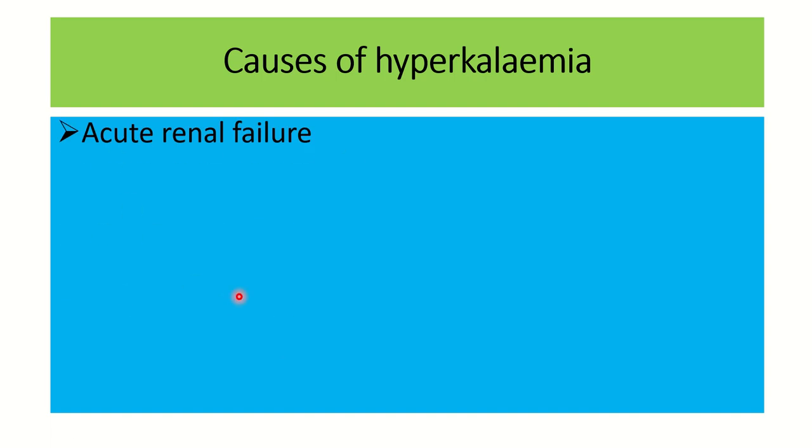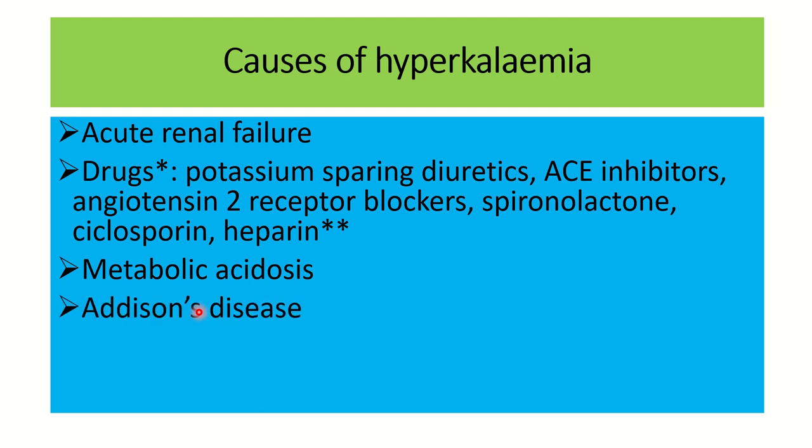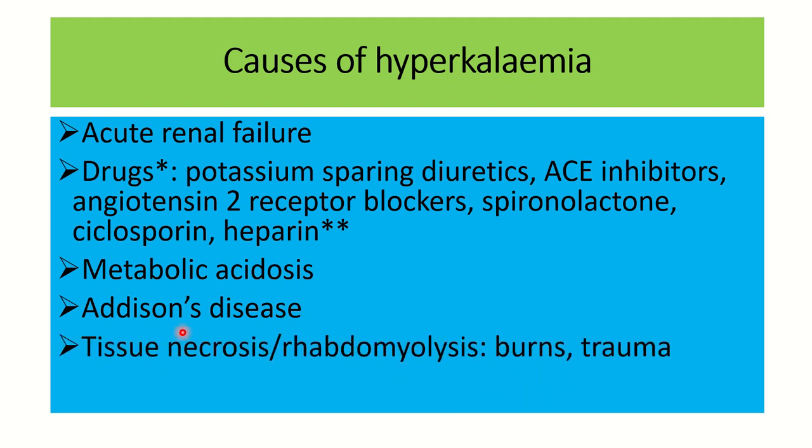We know that the kidney is an important buffer and it has a longer time than the blood buffer, and when renal failure occurs, the potassium will increase in the blood. Then certain drugs such as potassium sparing diuretics, ACE inhibitors, angiotensin 2 receptor blockers, spironolactone, cyclosporin, and heparin. Then metabolic acidosis, and both metabolic and respiratory acidosis, cause hyperkalemia. Addison's disease is another important cause of hyperkalemia. And here we can see tissue necrosis, rhabdomyolysis, burn, and trauma.